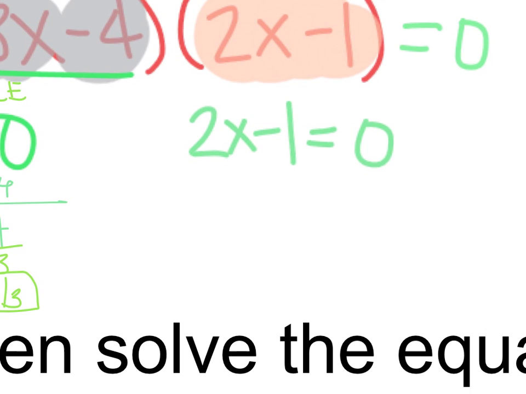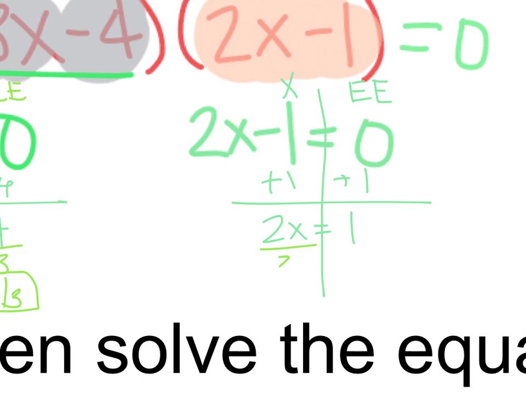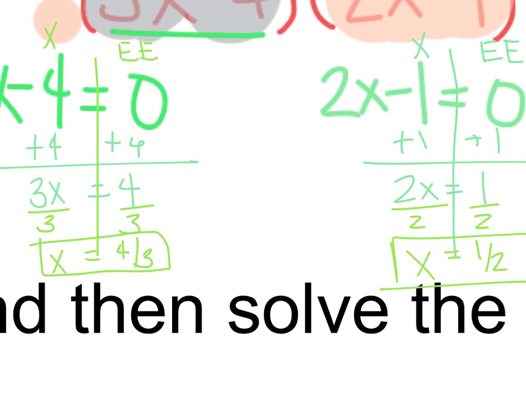Do the same thing with the other part. So I'm going to draw my line. I want x's on one side, everything else on the other. So that means I need to get rid of the minus 1 first by adding 1 to both sides. So 2x equals 1. And then I'm going to divide both sides by 2, and I get x equals 1/2. And that is my final answer. So altogether, my answers are either x equals 4/3 or x equals 1/2.